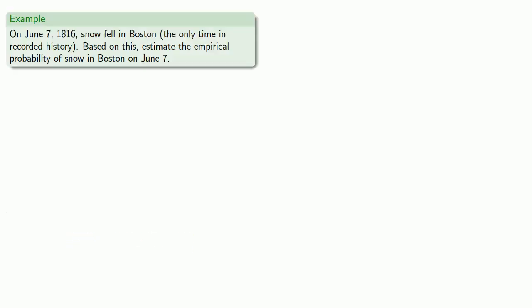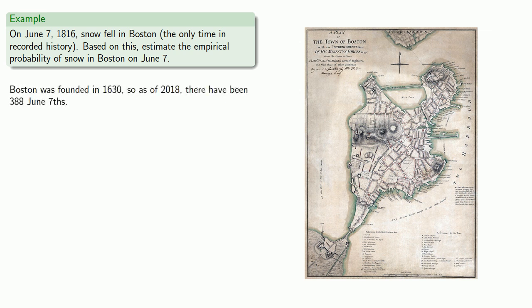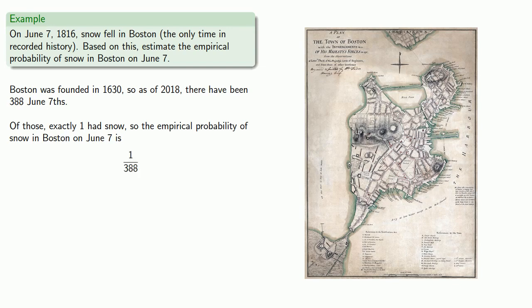So let's make an observation. On June 7, 1816, snow fell in Boston. This is the only time it happened in recorded history. Based on this, estimate the empirical probability of snow in Boston on June 7. Now, this isn't a history class. Fortunately, there is the internet, and so we can find that Boston was founded in 1630. So as of 2018, which is when I'm recording this, there have been 388 June 7s. Of these, exactly one had snow. So we might conclude that the empirical probability of snow in Boston on June 7 is 1 out of 388.